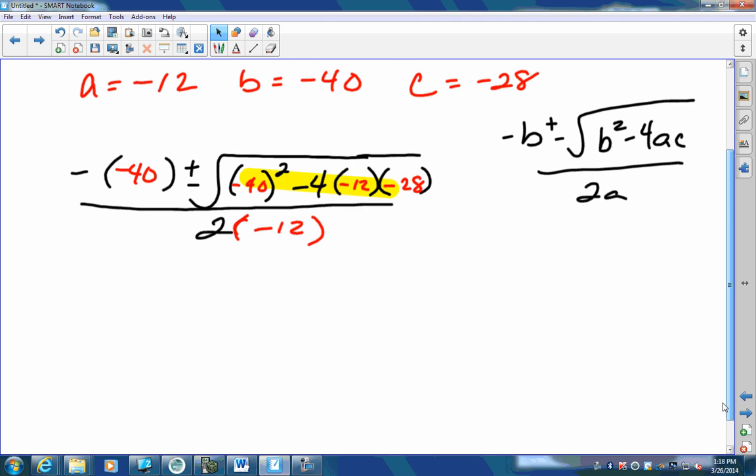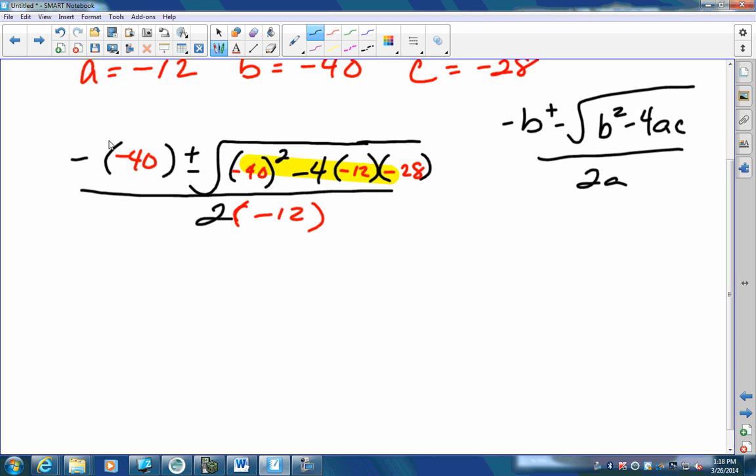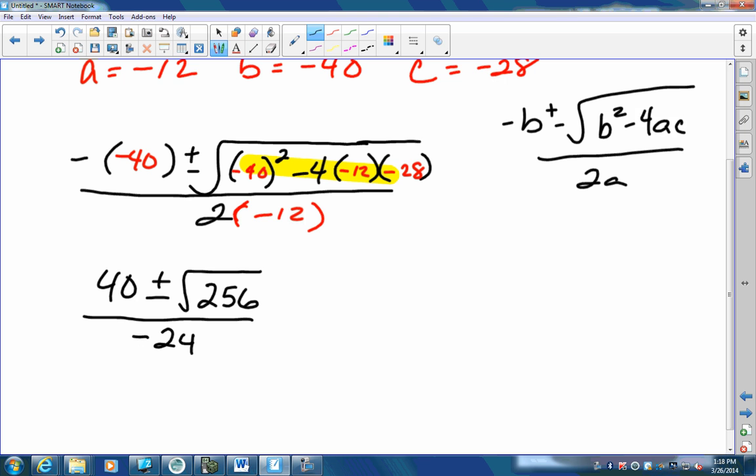All right. So now, what is a negative times a negative? Positive. So I've got 40 plus or minus the square root. What did we find, 256? Was that right? All over. Now, look, Johnny, 2 times negative 12. Yeah, you have to multiply. It's negative 24. All right, we have simplified all the way down to here.